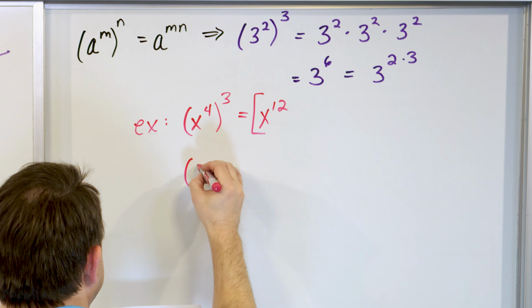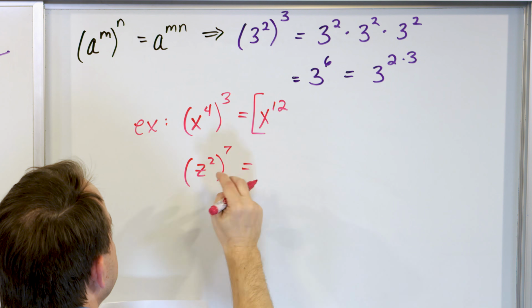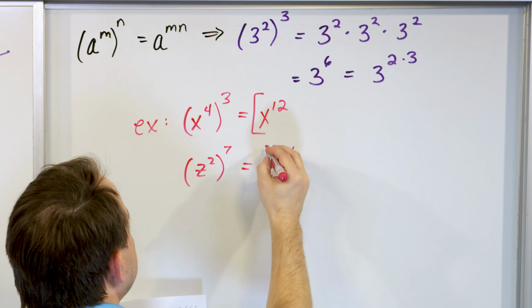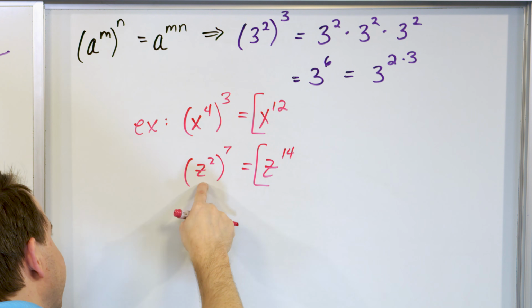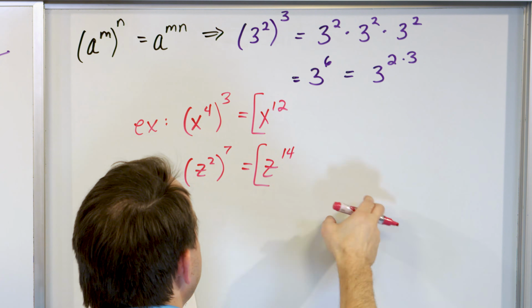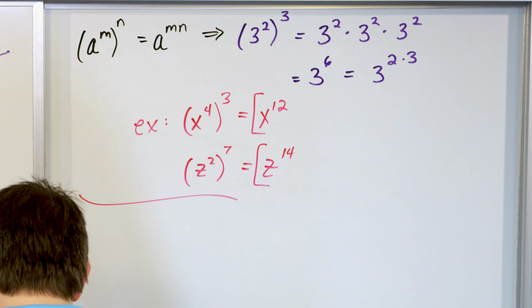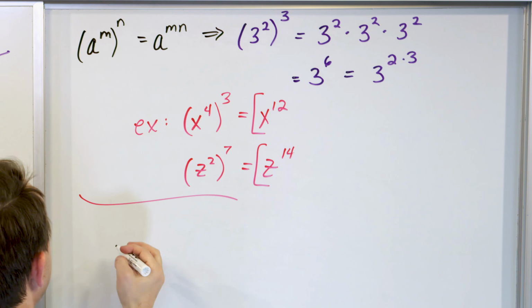Another example would be z squared raised to the 7th power. Power raised to a power, you keep the same base. 2 times 7 is 14. Again, why? Because it's z squared times z squared times z squared, and on, 7 times. So you add them all together, you get z to the 14th. And that's the final answer. We only have 2 more of these, and they're actually pretty similar, so it's going to go pretty fast.